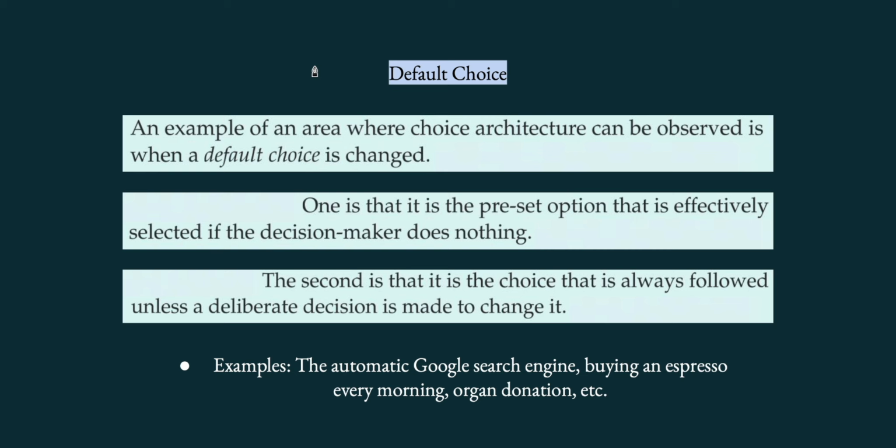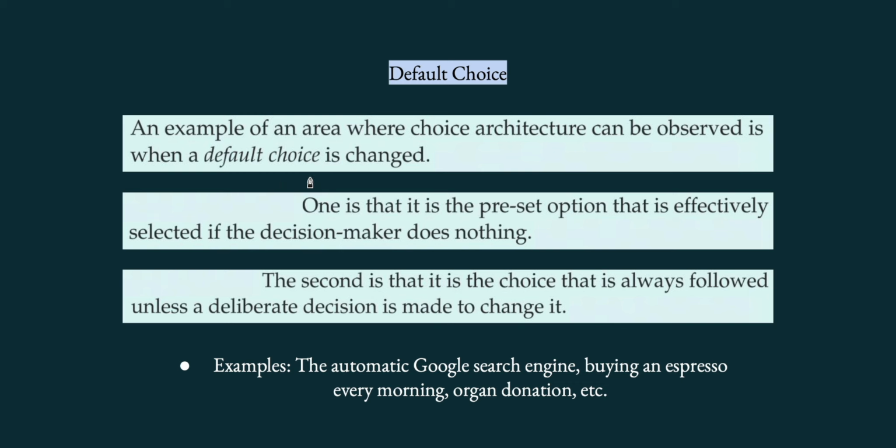And aside, choice architecture is the difference between two choices that consumers make. There's default choices and there's mandated choices. So let's start with default. An example of an area where choice architecture can be served is when a default choice is changed. So a default is just the regular choice that you would make. However, choice architecture might influence this and even change it.